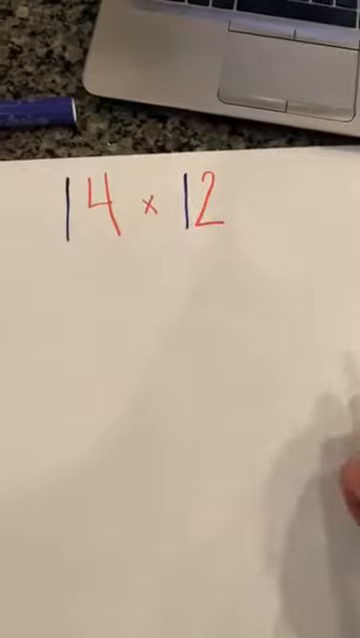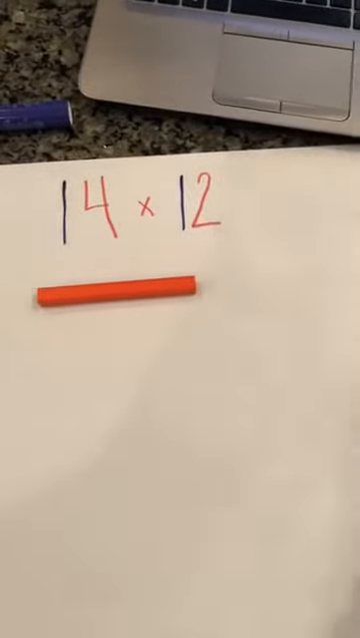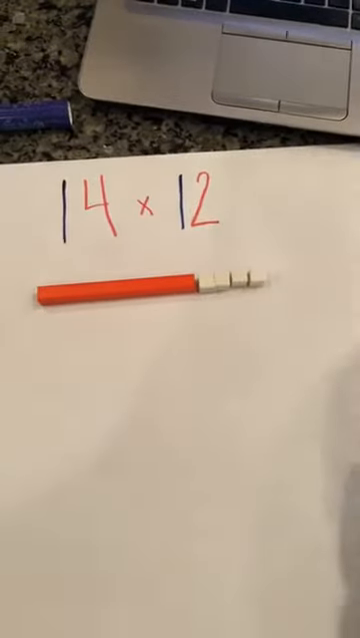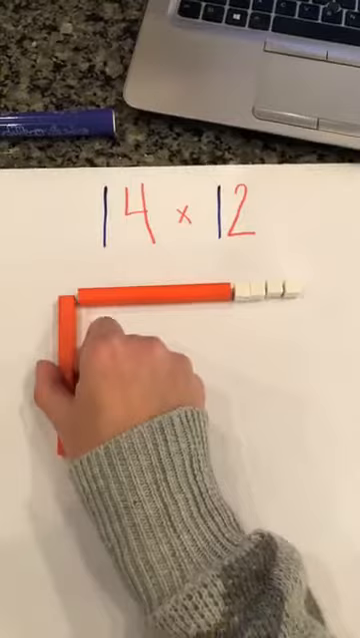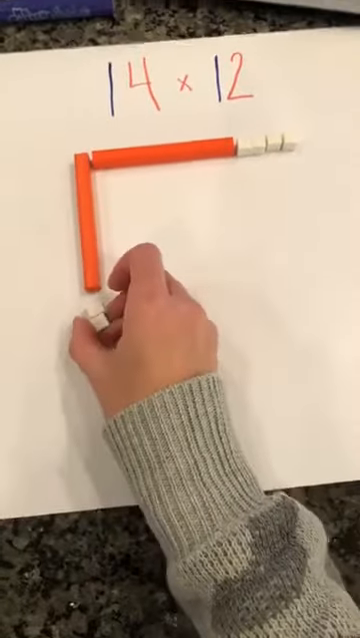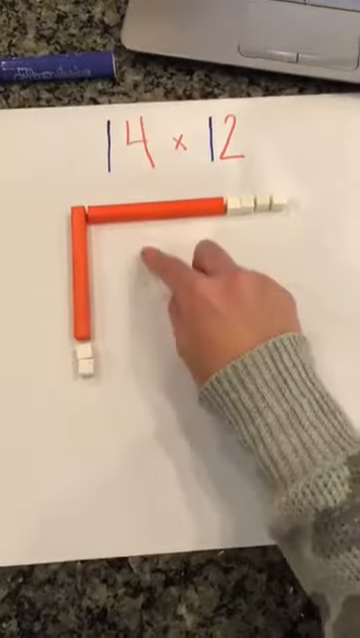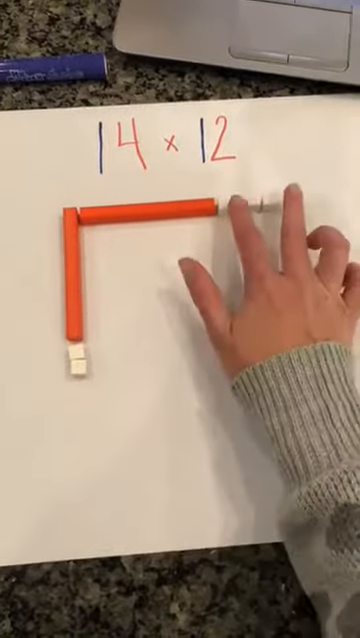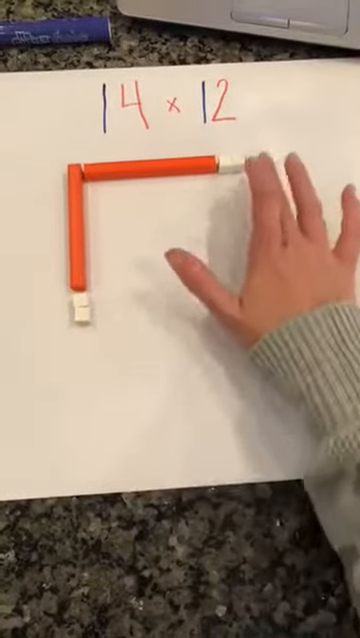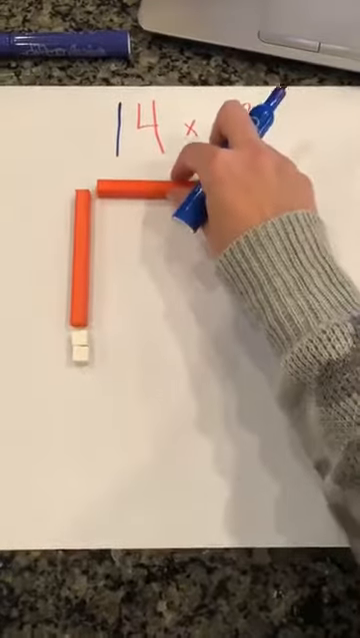So when students start building this, they can actually put 14, and they know they have 12. Okay? And they actually fill this in. So they have a 10 by 10, which is 100, a 10 by 4, which is 40, a 10 by 2, which is 20, and a 4 by 2, which is 8. Let me show you where that comes from.